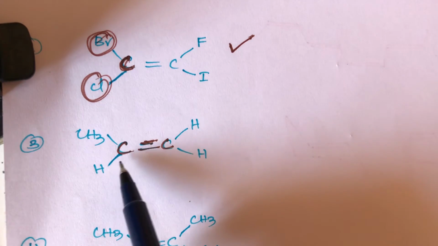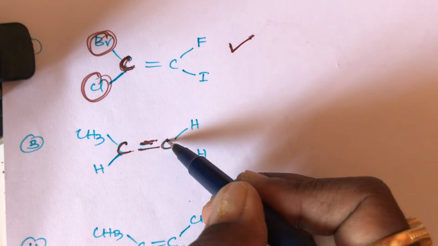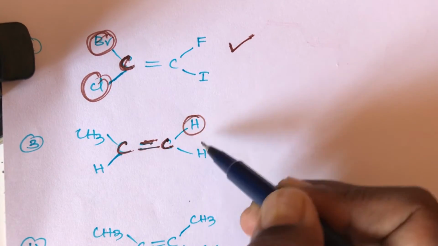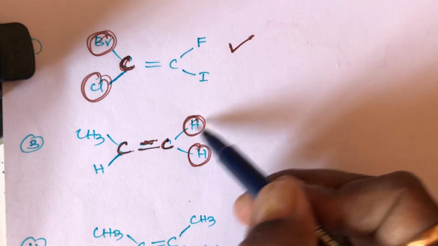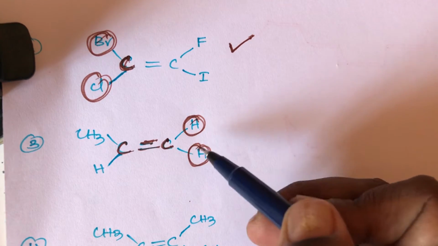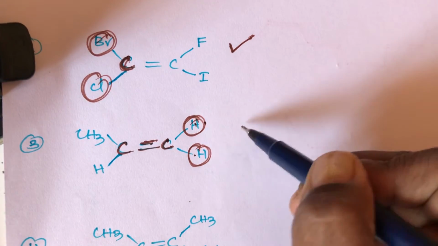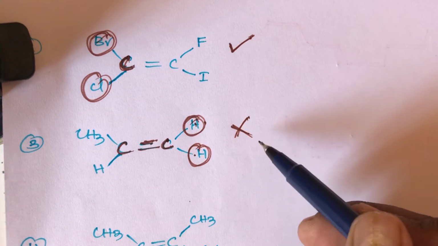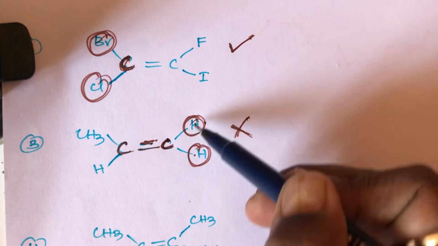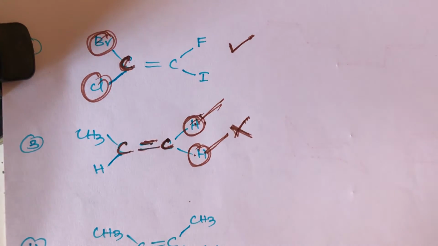Now take the next example, the third one. Terminal groups should be different, but this carbon has the same groups. Both are the same type of terminal groups. So this does not exhibit geometrical isomerism. Why? Because this carbon has both the same groups, hydrogen, so it does not exhibit geometrical isomerism.